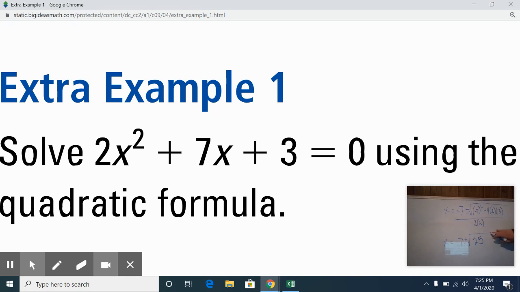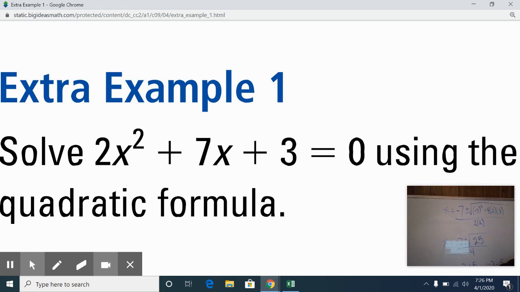I'm essentially taking the square root of 25, and this will all be divided by 2 times 2, which is 4, okay? Now, x equals negative 7, and I'm going to write this as two separate fractions. If I take the square root of 25, I get plus 5 divided by 4, and negative 7 minus 5 divided by 4. Okay? So, let's separate these.